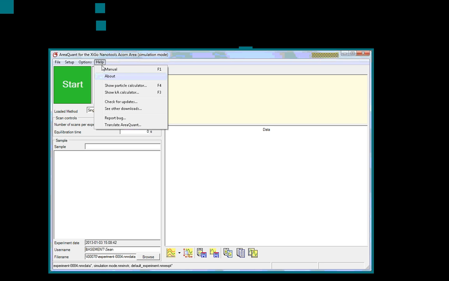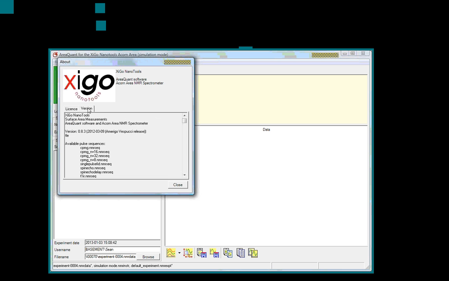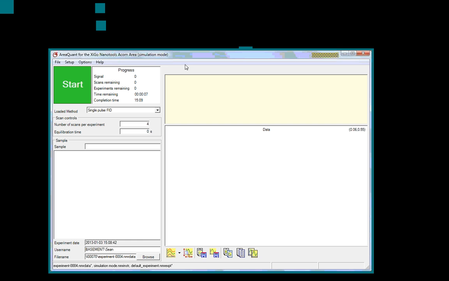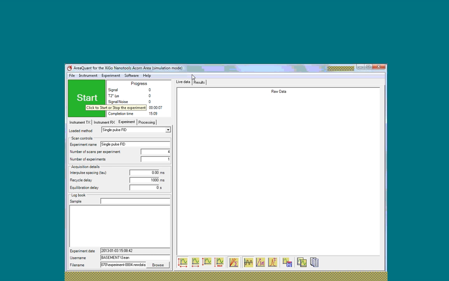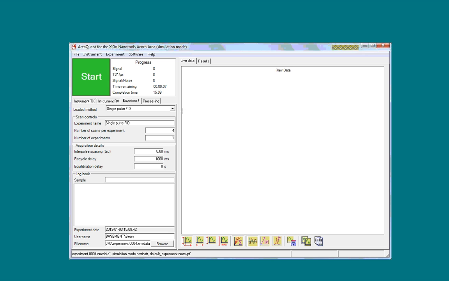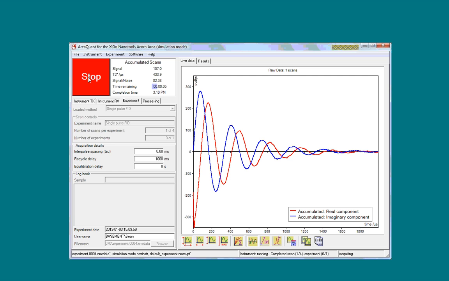And for reference, I'm using software version 0.8.3. So in order to understand how fine resonance works, it helps to be in diagnostic mode. So I'm switching to diagnostic mode now. The first thing I'm going to do is a quick start and capture a single pulse FID.